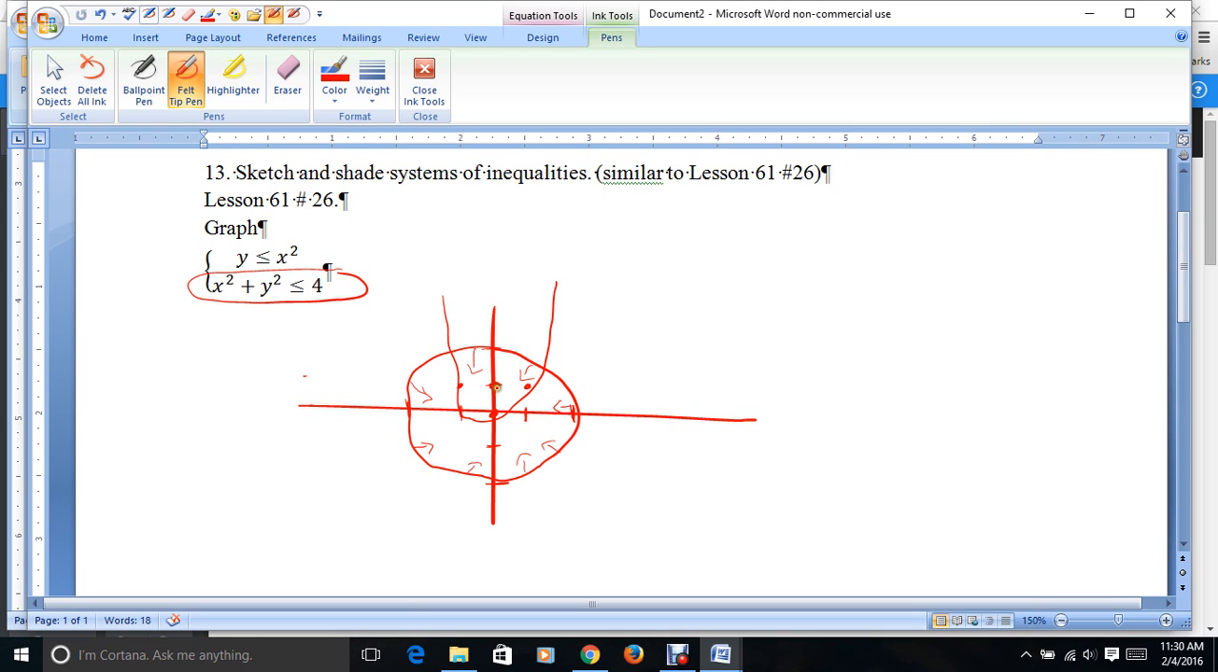So at 0, 1, x is 0 and y is 1. So that would say 1 is less than or equal to 0, which is not true. So the points inside the parabola are not going to work. So I have to shade outside the parabola. So I'm going to point my arrows to the outside of the parabola. Okay, so the points that work for both of these are inside the circle but outside the parabola. So it's going to be this area here.